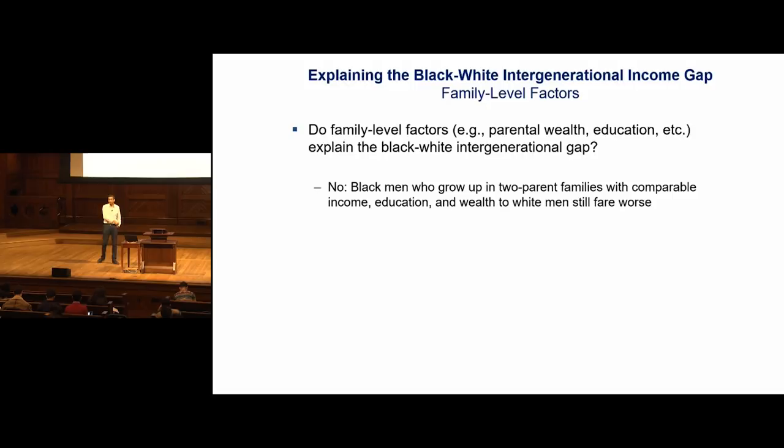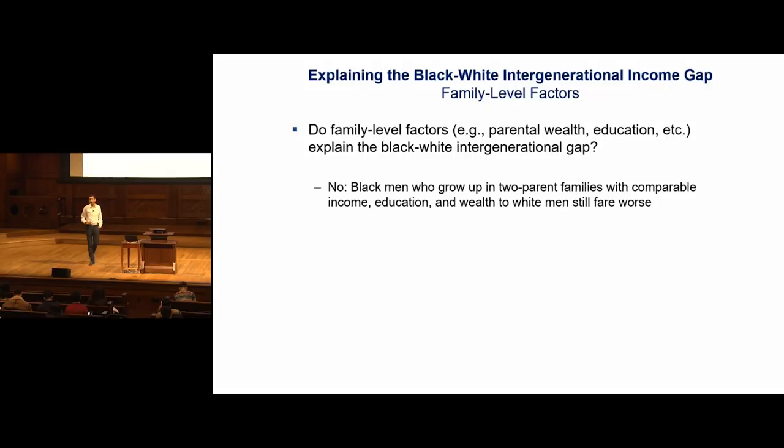So what are those? We've been looking at differences conditional on income, but there's literature showing that even conditional on income, there are big differences in wealth between black and white families. A white family with an income of $80,000 tends to have much more wealth than black families with an income of $80,000. They're more likely to be homeowners and so forth. So maybe that plays a role. There are disparities in education. There are disparities in family structure.